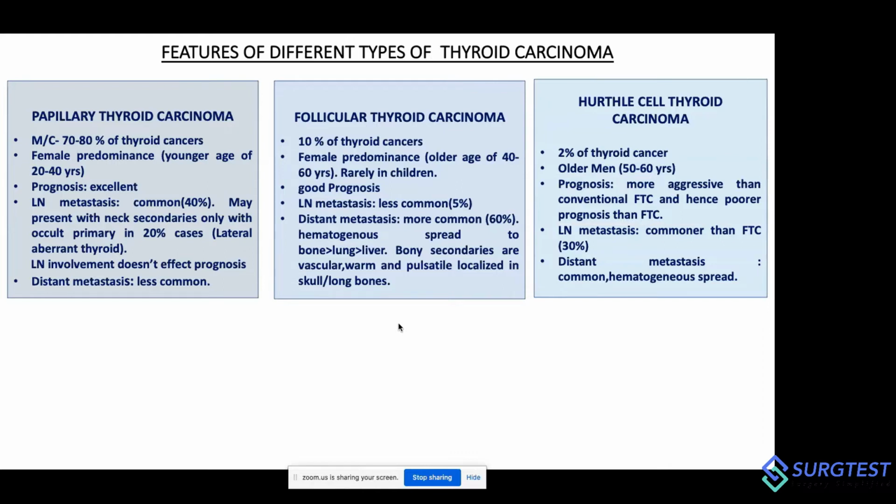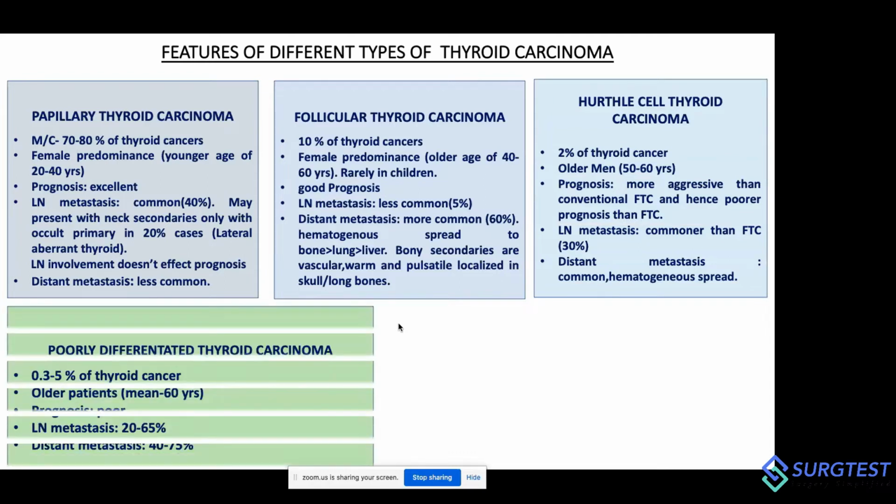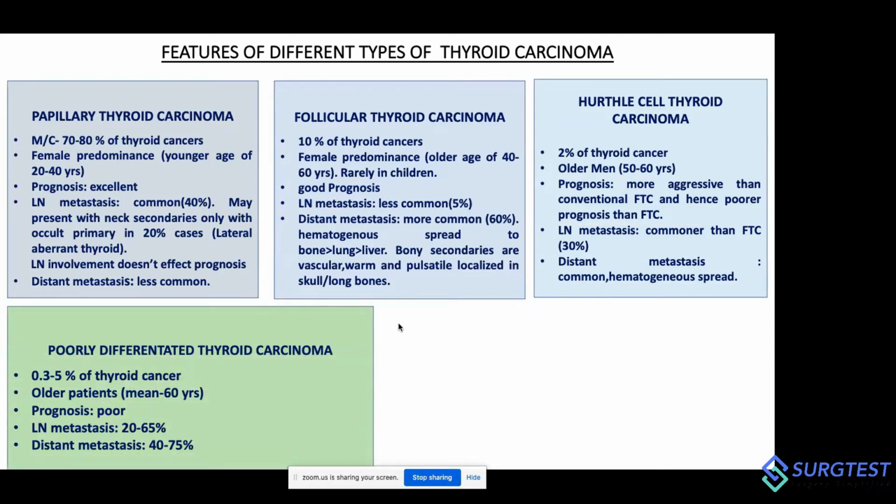Right? The same points in medullary thyroid carcinoma, only 0.3 to 5% of thyroid cancer. Again, an older patient with no sex predominance. Mean age is 60 years. Prognosis is poor. Lymph node metastasis is common, 20 to 65%. Distant metastasis, 40 to 75%.